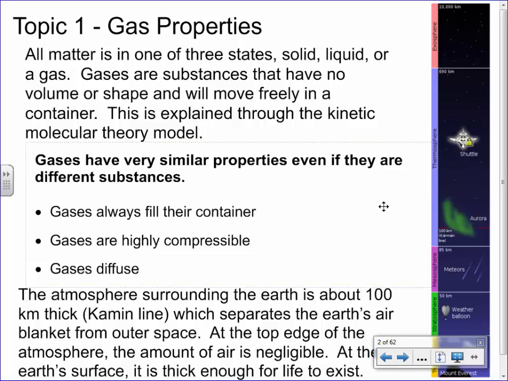Which would be a huge problem. Because then, slowly but surely, if we took in all of the oxygen off the surface of the Earth and turned it into carbon dioxide, we'd eventually run out of oxygen and we'd die. However, here's one of the most amazing things about our planet.